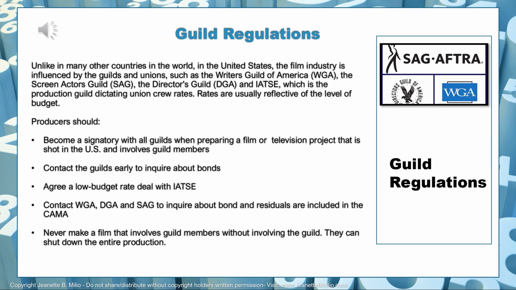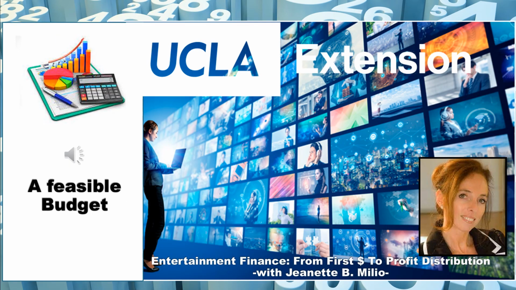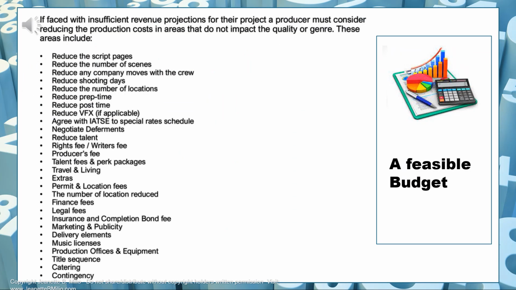We talked a lot about feasible budgets, but how do we actually get our budget to be feasible? If faced with insufficient revenue projections from the international distribution revenues, a producer should consider reducing the production costs in areas that do not impact the quality of the production or the genre. There are a few areas that you can think about reducing and working on in order to reduce your budget that will be actually helpful and that will not affect your genre or your production quality, and also will not affect the value of your project. Here are some areas that I would like to point out to you.